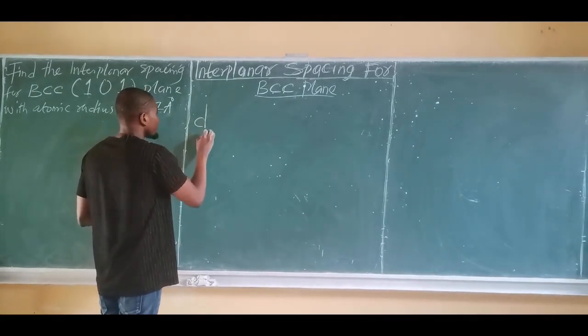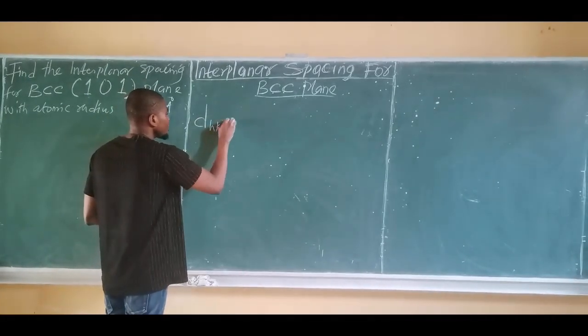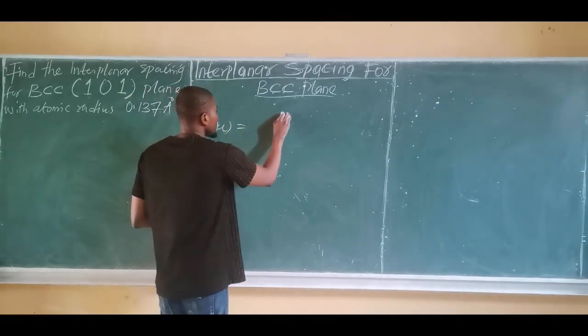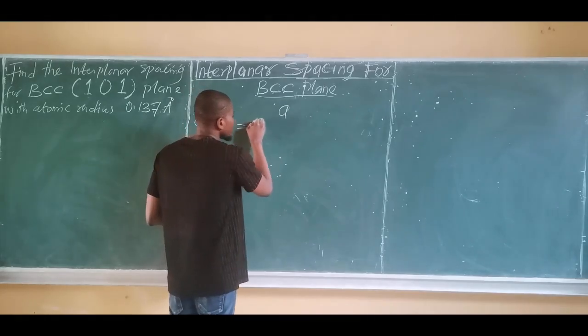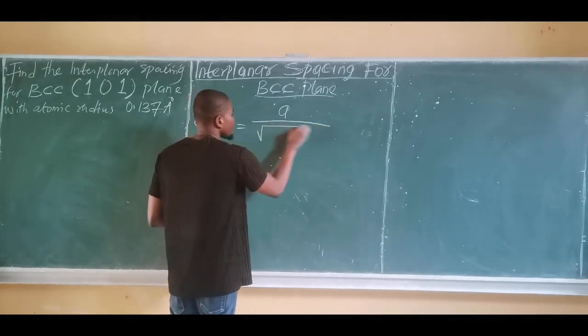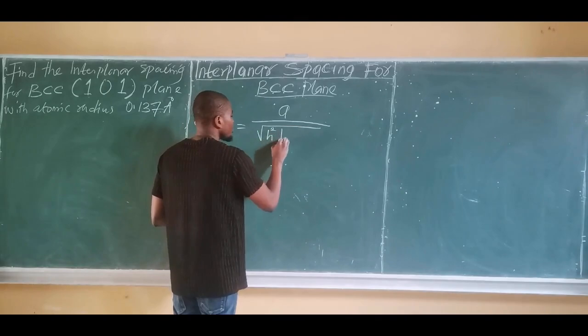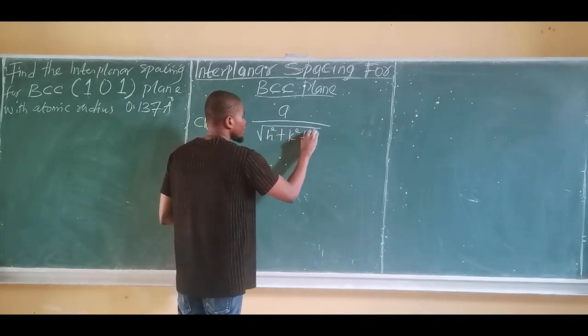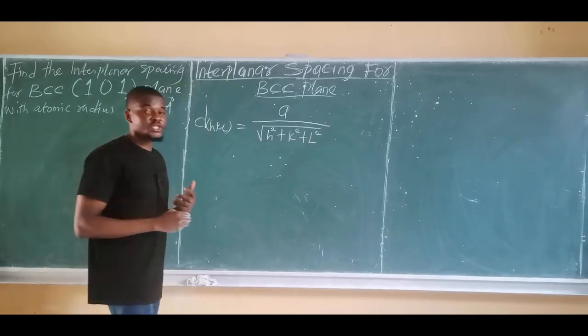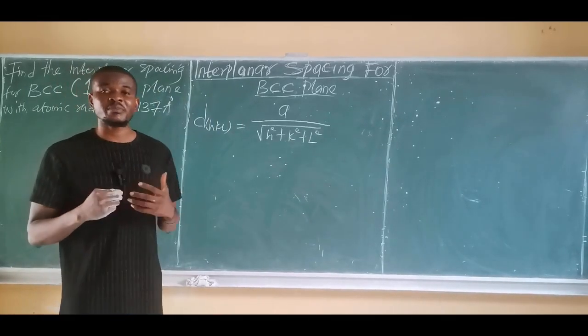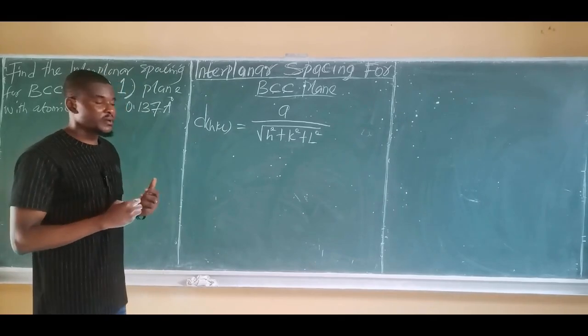The interplanar spacing by formula d_hkl is simply given as a, which is the lattice constant, divided by the square root of h squared plus k squared plus l squared, where h, k, and l tell us the Miller indices for the given plane.